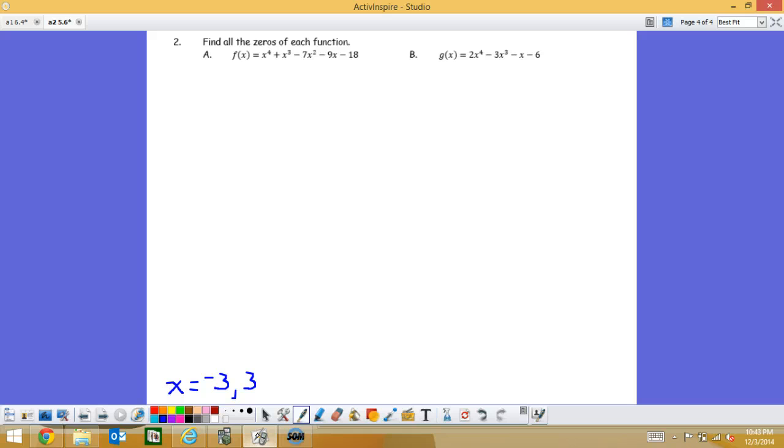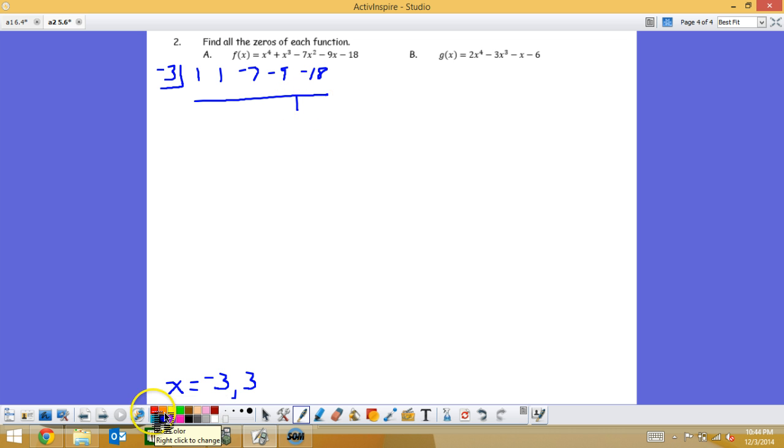So now what we're going to do is perform synthetic division with one of the zeros, and then do it again with the other zero to hopefully knock it down to a quadratic. So I'm going to put the coefficients of that polynomial out here: 1, 1, -7, -9, and -18. So there are the zeros, and again, when we perform this, hopefully we get a 0 here.